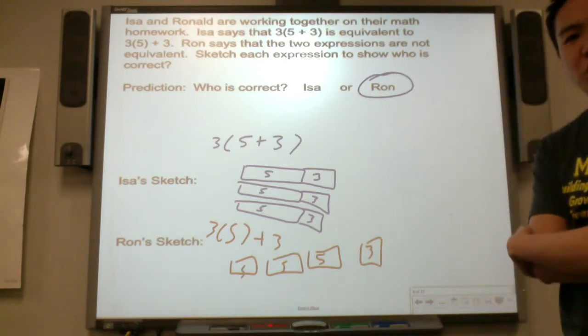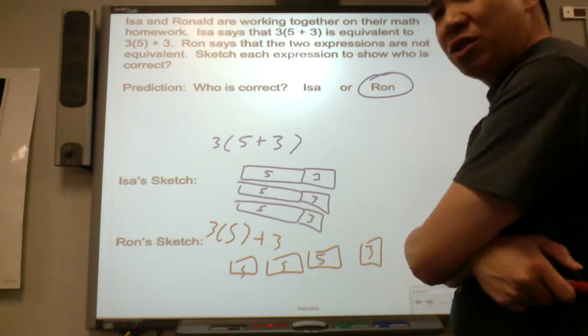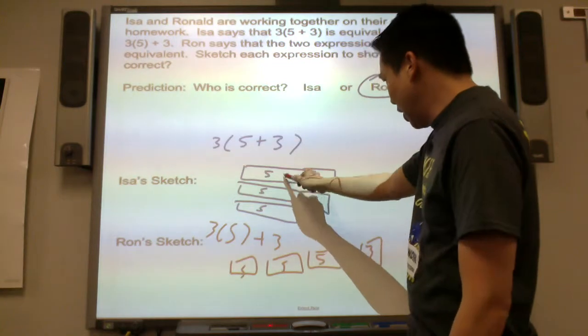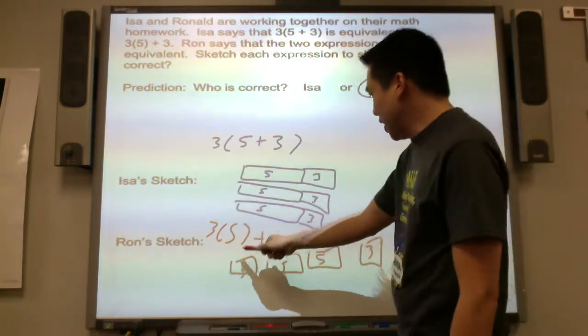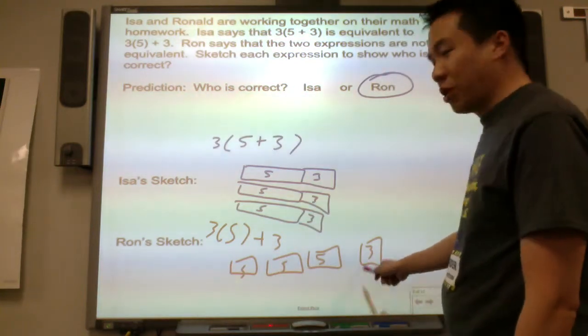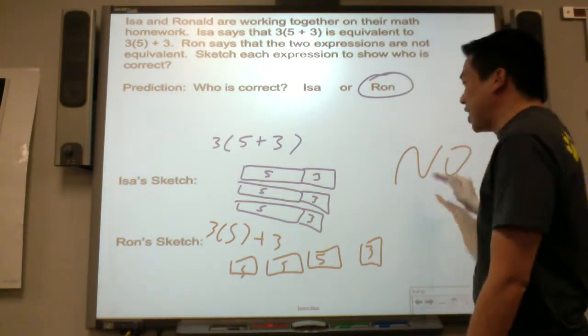Are these pictures equivalent? Do they look the same to you? Well, first of all, there are 3 groups of 5 and 3 groups of 3. This one has only 3 groups of 5 and just a 3 by itself. So no, they are not equivalent.